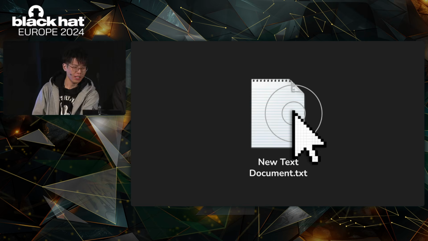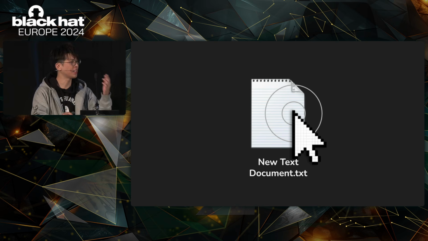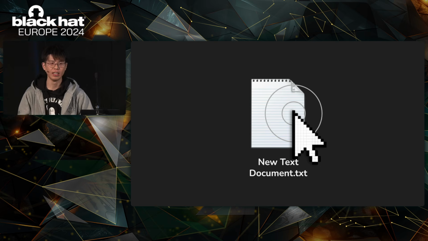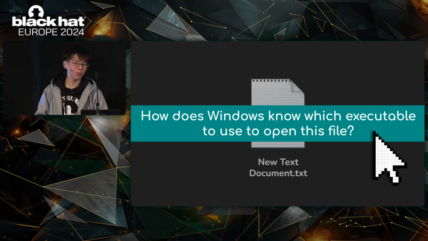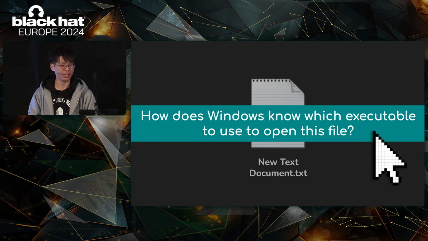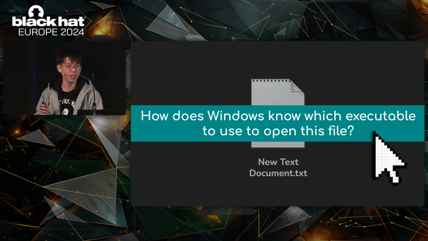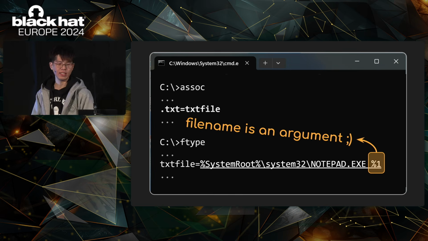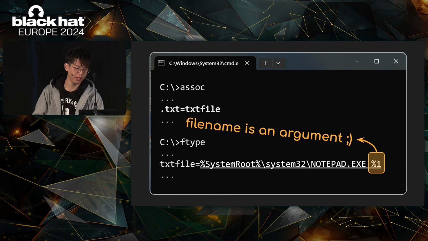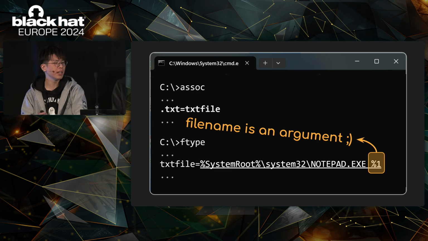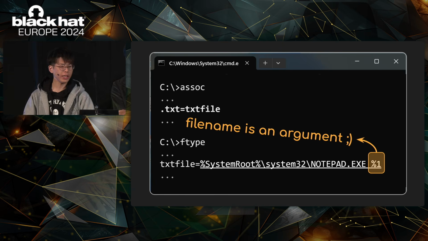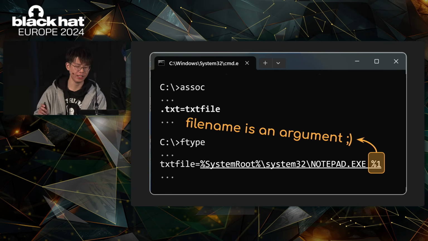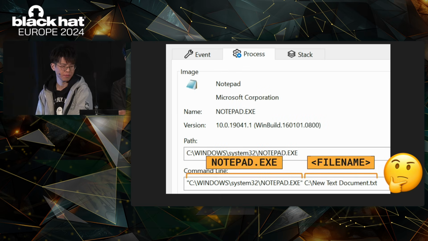On Windows, what happens when you double-click a file, like this text file? We all know it will use Notepad to open that. However, how does Windows know which program to use to open the file? Actually, Windows maintains a table internally. You can see there is a handler for .txt, which opens Notepad and forwards the file name as the argument. We can also use Process Monitor to check that. The command line should look like this.